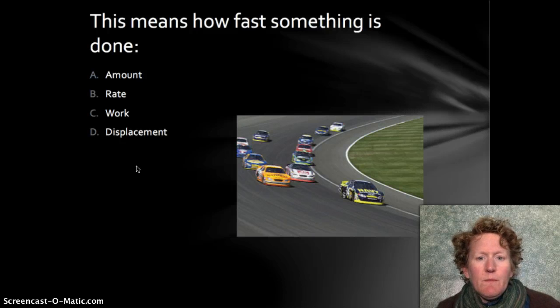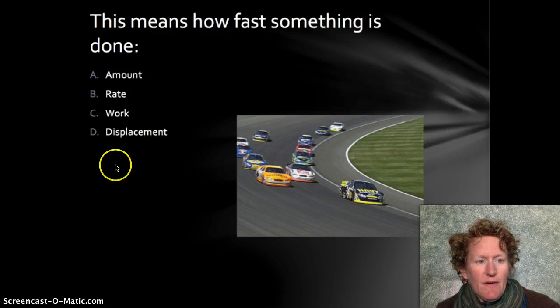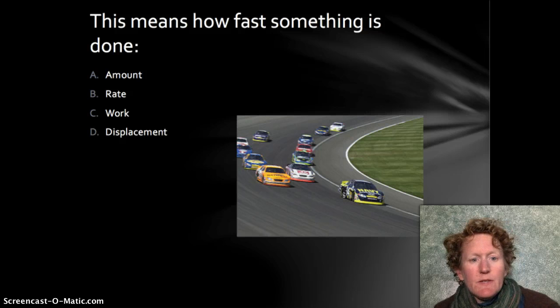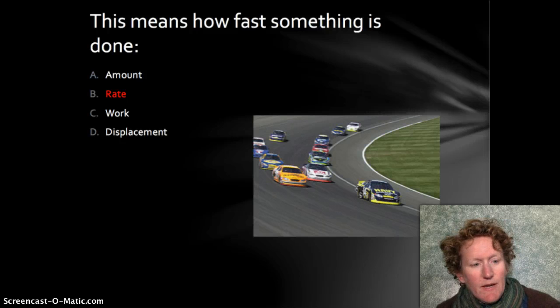This word means how fast something is done. It's one unit divided by another, and the second unit is a unit of time. So for instance, speed in miles per hour or kilometers per hour of these race cars here would be an example of rate. Rate is how fast something is done, and power is a rate in this unit. Power is how fast work gets done.